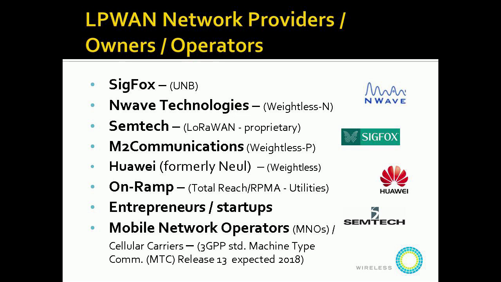And then there's other companies out there. OnRamp has a very nice base of customers in the utility industry, so they got a niche. Their OnRamp total reach technology is pretty good, based on what I've understood. But they're not thinking about the world. They're thinking about the United States, so utilities is what they're focused on.